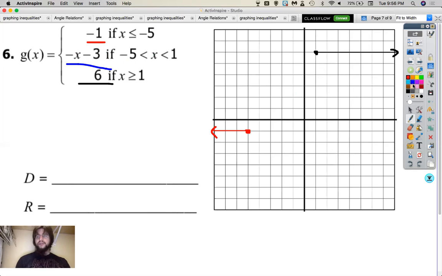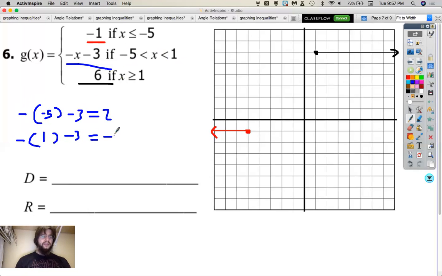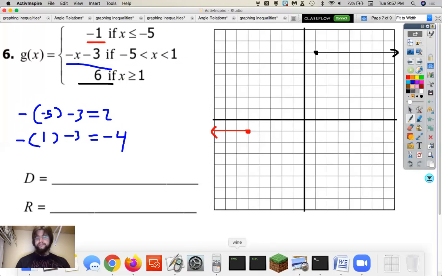So what I'm going to do is the blue line. It doesn't include it, but I need to know this, and this would be for this line right here. So I'm going to do negative something -3. What's that something? My first endpoint. That's 2. I'm probably going to use a calculator to check myself in a minute. Negative something -3. That something is 1. So that's -4.